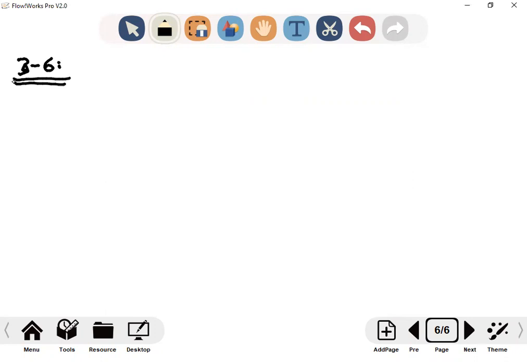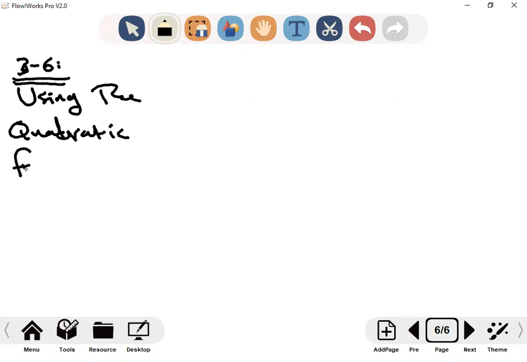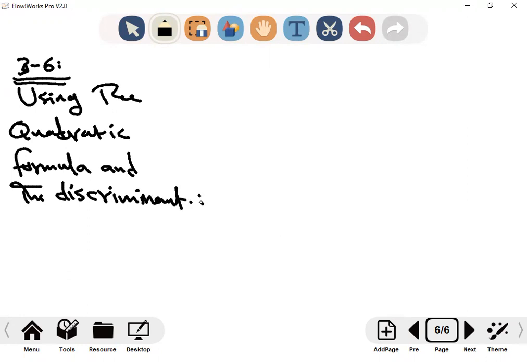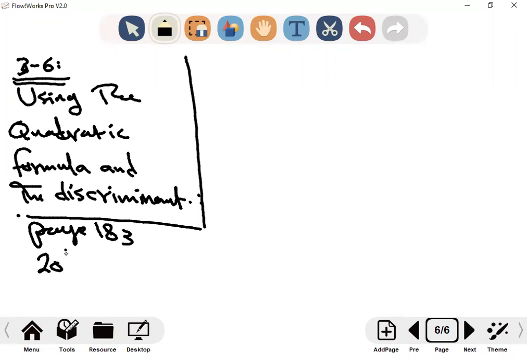3.6. Solving or using the quadratic formula and the discriminant. Close your books please, all of you. Page 183, and today we are on 20 December. Now focus with me, please.